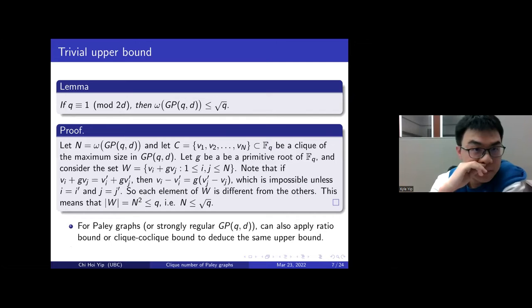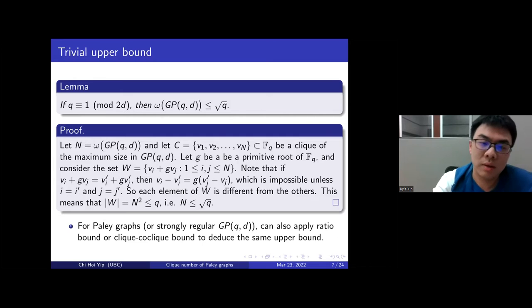Next, let me talk about the trivial upper bound. There are many ways to prove this trivial upper bound square root q on the generalized Paley graph defined over F_q, and here is a simple self-contained proof. Basically, we can consider a clique denoted by v_1, v_2, up to v_n in this generalized Paley graph, and we consider g to be a primitive root of F_q.